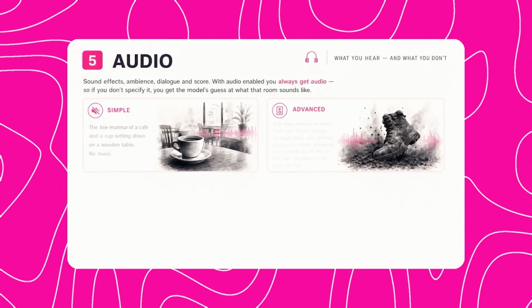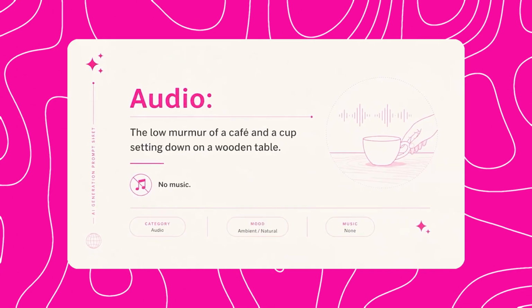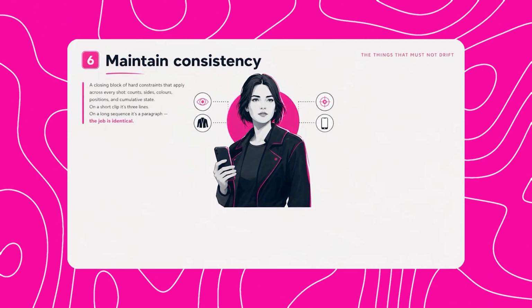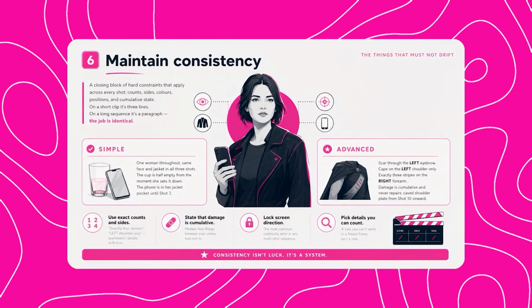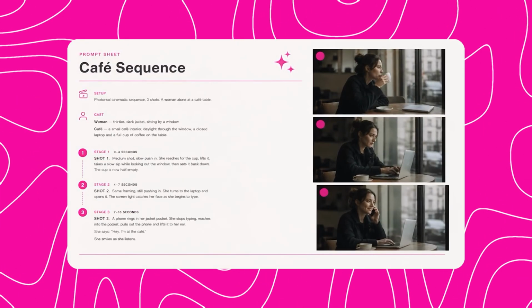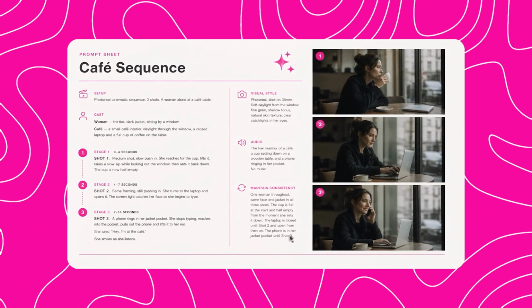For audio, whether that's sound effects, ambience, dialogue, or score, you need to specify exactly what you want, otherwise the model just generates something random on its own. And the last block is consistency, hard constraints that carry across every single shot, color, position, anything cumulative. On a short clip, that might just be 3 lines. On something longer, it could be a full paragraph, and again, reference images for your characters and your locations go a long way here. Now you might be wondering why go through all this structure. So here's the proof.